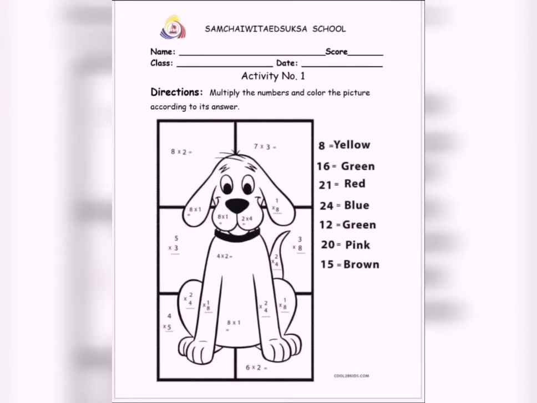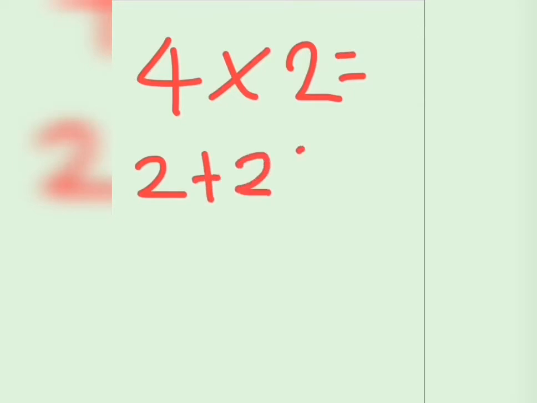Now, we also have another number which is 4 times 2. It's just the same with 2 times 4, but we exchange the two numbers. So now 4 becomes the first number and 2 becomes the second number. So let's try to use the expanded form. So 4 times 2, we are going to make 2 4s. So 2 plus 2 plus 2 plus 2.